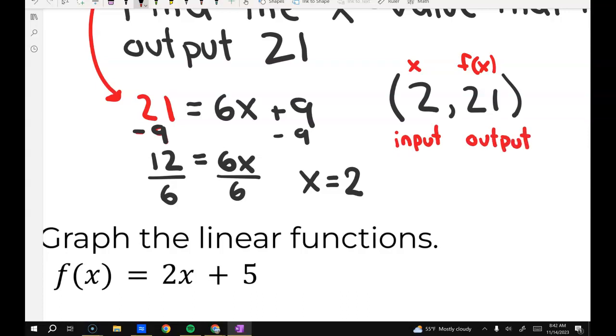And we could do it in reverse to check our work to see that this is true. If I plug 2 into my original, I'd take 6 times 2, which is 12. Then I would add 9 to it, so I'd get 21. So I know 2 has to be the right answer. I hit 2 on my vending machine, I get out a 21.